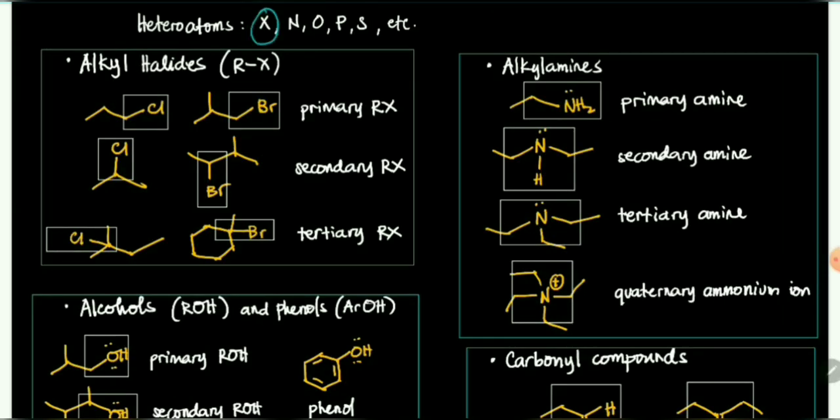So, meron tayong mga heteroatoms like halides, nitrogen, oxygen, phosphorus, and sulfur. So, pag sinabi kasing heteroatoms, sila yung mga atoms na hindi carbon at hindi rin hydrogen. So, itong halides na to, yung X kasi yung general term, pwede siyang fluorine, chlorine, bromine, or iodine. X is the general notation for halides.